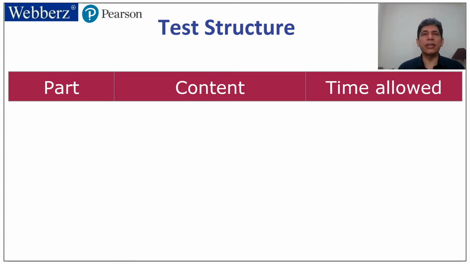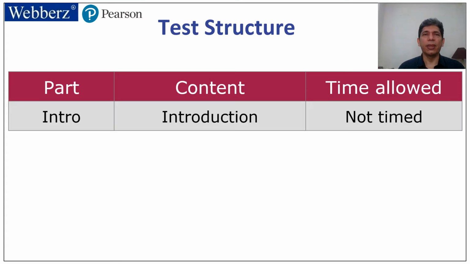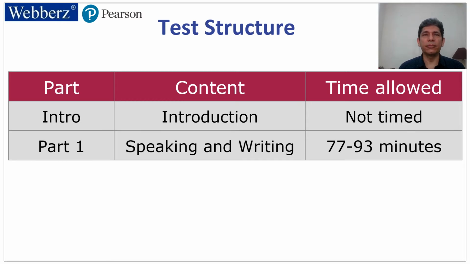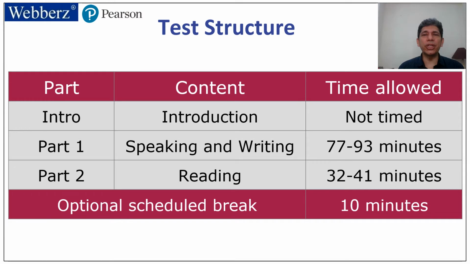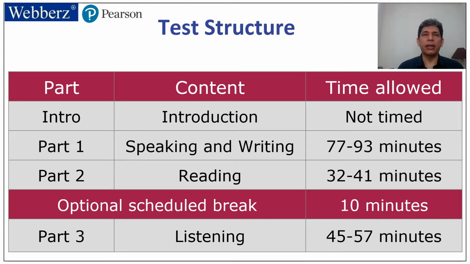Let us talk about the test structure first. First part is the introduction, which is not marked. Then the official test begins with part 1, which is speaking and writing for 77 to 93 minutes. This is followed by part 2, that is reading, for 32 to 41 minutes. There's an optional scheduled break for 10 minutes after this. In the end is the listening, part 3, for 45 to 57 minutes.